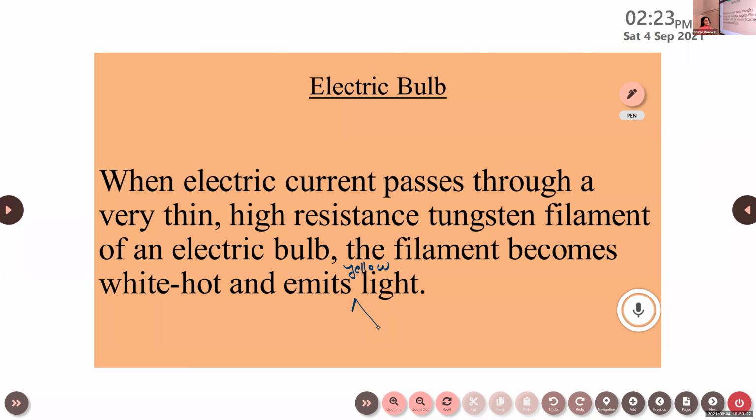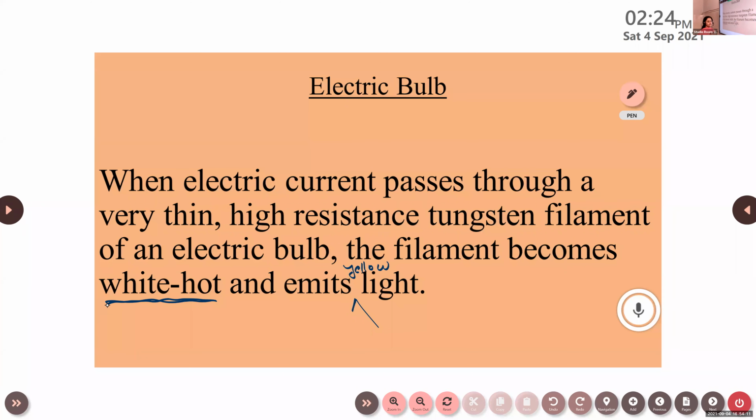The filament is a very thin material, and it is made up of a very strong metal called tungsten. So whenever electric current passes through this tungsten filament of the electric bulb, the filament becomes white hot, becoming white in color, and it emits yellow light. That is the much brighter light emitted by this filament.